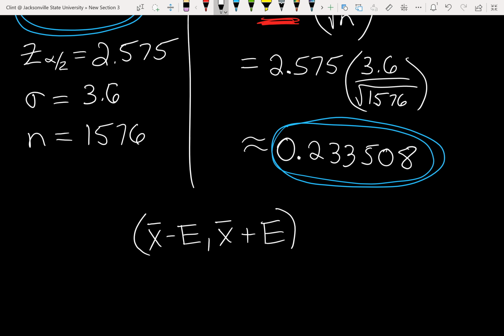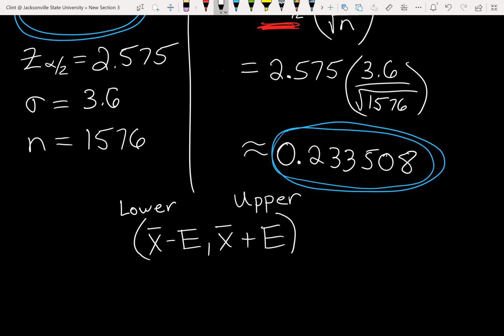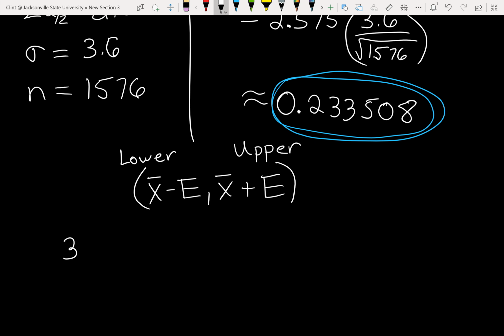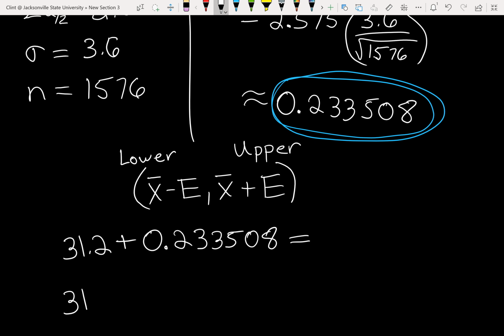Okay. Or on Hawks, it's going to give you 2 boxes. It's going to ask for the lower endpoint and the upper endpoint. So the lower is when you subtract, the upper is when you add. So x bar is 31.2. So we're going to take 31.2 and then plus our margin of error. That tells us how much to add. So 0.233508. Okay. And then we're also going to do 31.2 minus the margin of error.